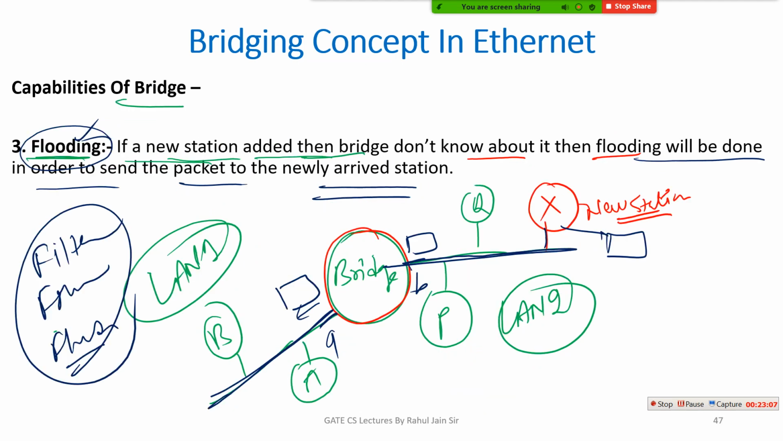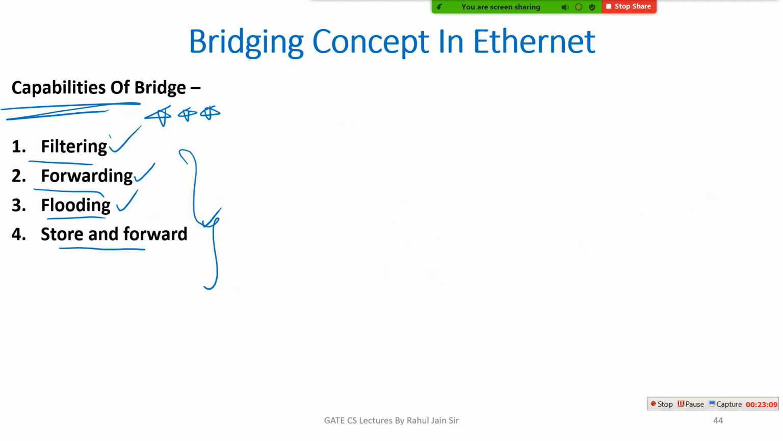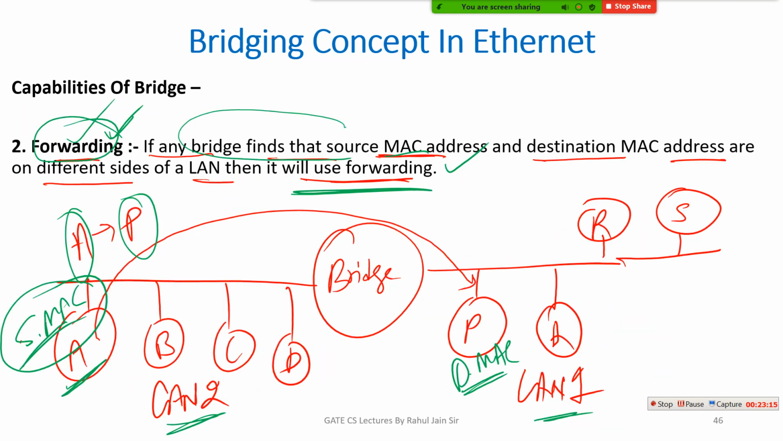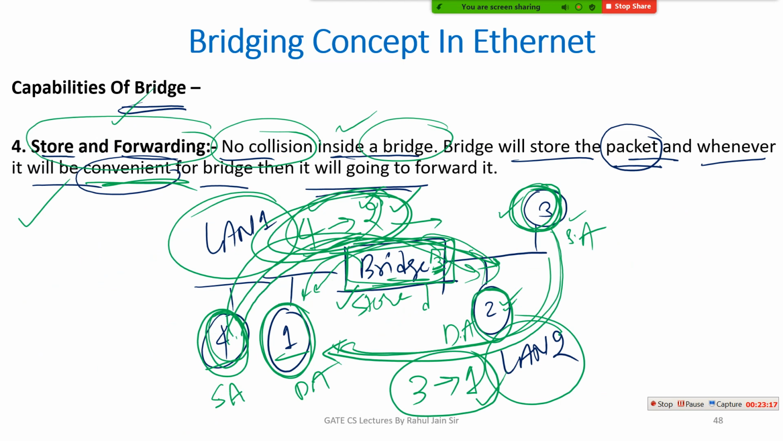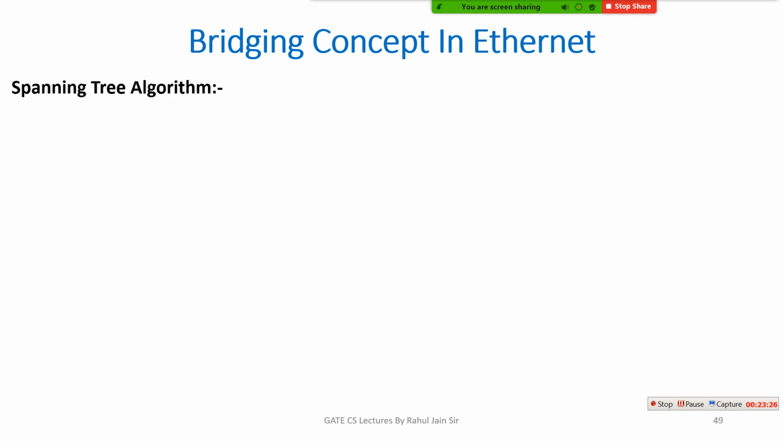So these are the four capabilities. We have discussed filtering, forwarding, flooding, and store and forward. These are the four important capabilities of a bridge, and GATE may ask any theoretical or conceptual question from this because it is a newly added topic. So we need to consider this. Very, very important topics. Now the next one is the spanning tree algorithm.